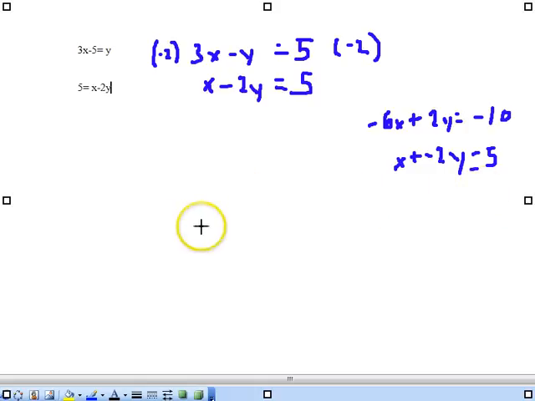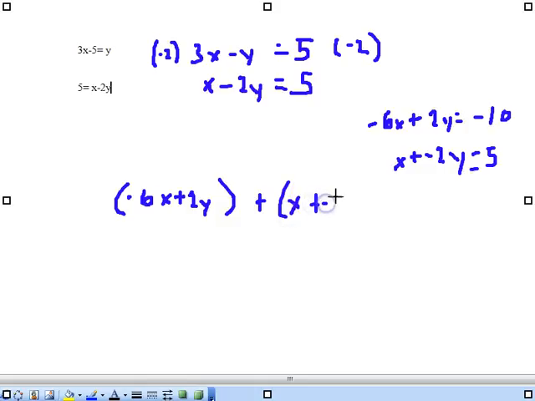Alright, and now we're going to use the addition method. So when we use the addition method, we get -6x plus 2y, and we'll put that in parentheses, plus x plus -2y, and that's equal to -10 plus 5. So we're just adding both sides of the equations, okay?